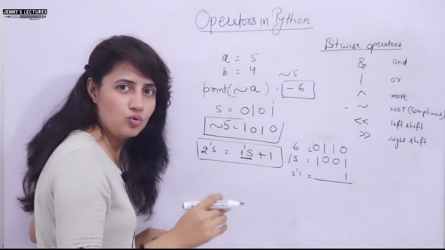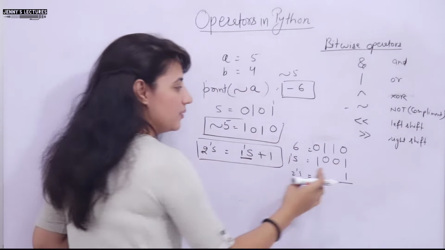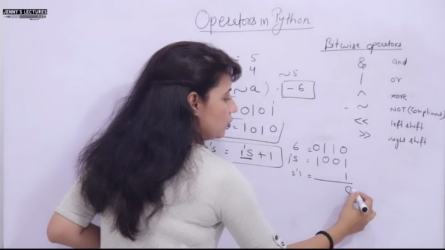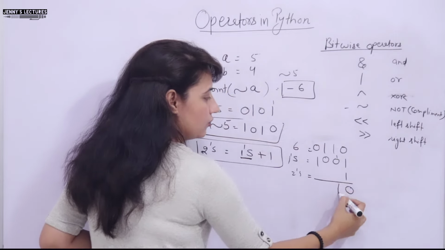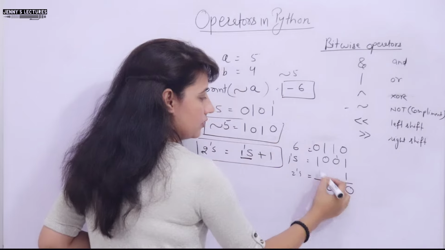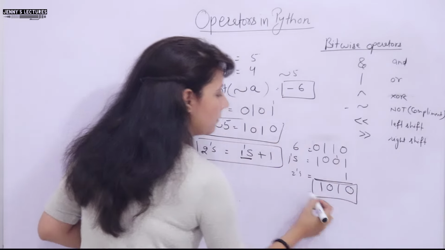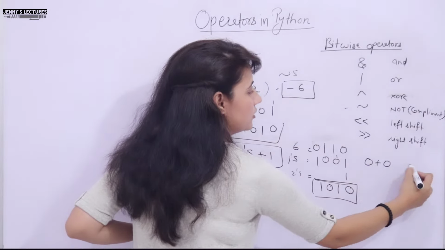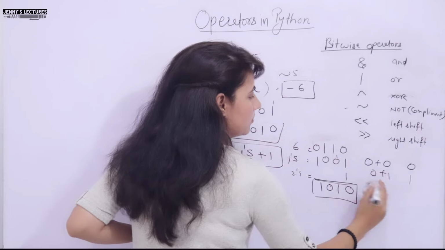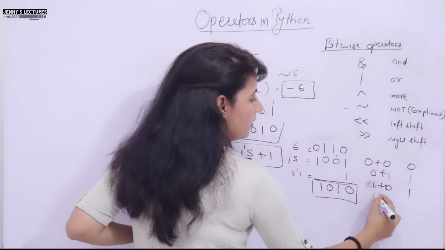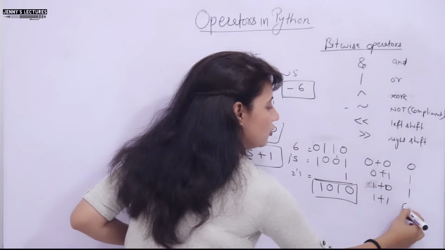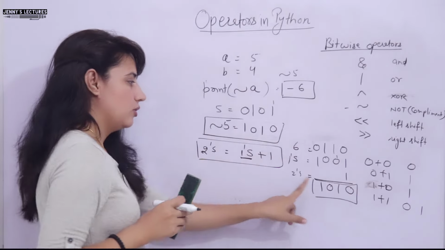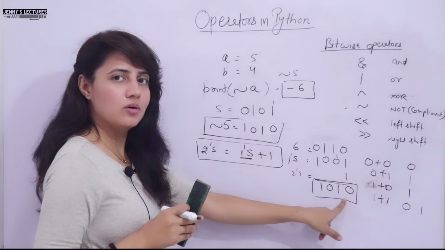Add 1. I hope you know binary addition. In binary addition, 1 plus 1 is 0 with carry 1. So 1 plus 1 is 0, carry 1. Then 1 plus 0 is 1, then 0, then 1. So the 2's complement is this one. See, in binary addition, 0 plus 0 is 0, 0 plus 1 is 1, 1 plus 0 is 1, and 1 plus 1 is 0 with carry 1. Okay. So the 2's complement of this is 1, 0, 1, 0.